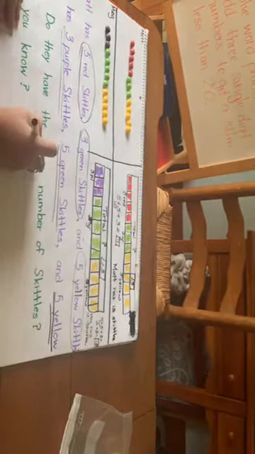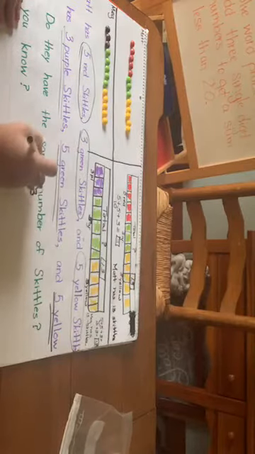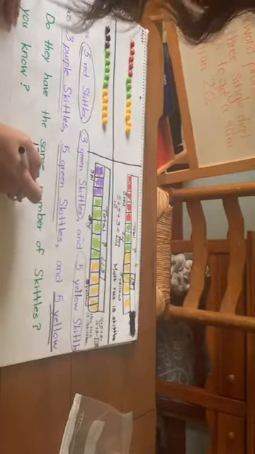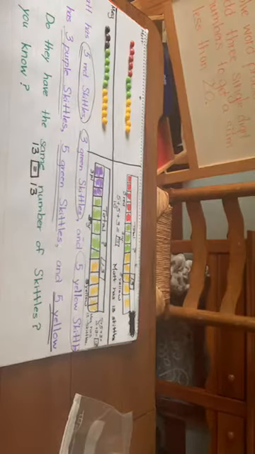Do they have the same number of Skittles? Well, 13 and 13 are what? Did you say the same value? They do have the same value. So which sign would I put? Greater than, less than, or equal to? Oh, good job. I'll put equal to. They are equal to each other. Well, how do I know that they're equal to each other? So here we write how we know they're equal to each other.